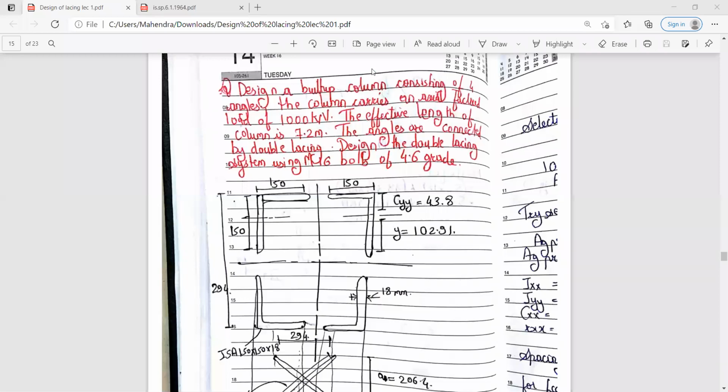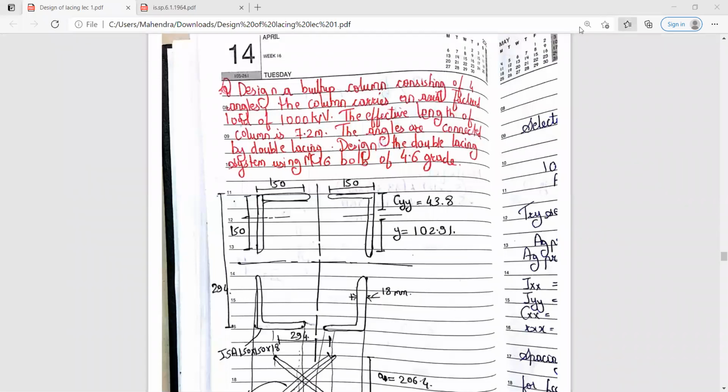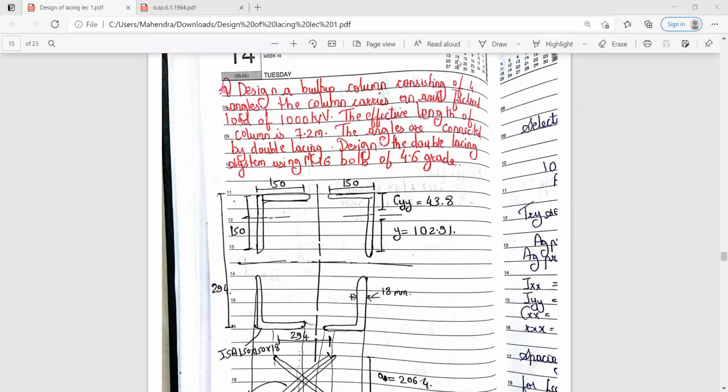Good morning, everyone. In the last lecture, we saw two problems on the lacing system. Now this is the third problem based upon the lacing system. In this particular sum, there are four angles that are connected by a double lacing. Up till now, the problems we had seen were for the single lacing system.